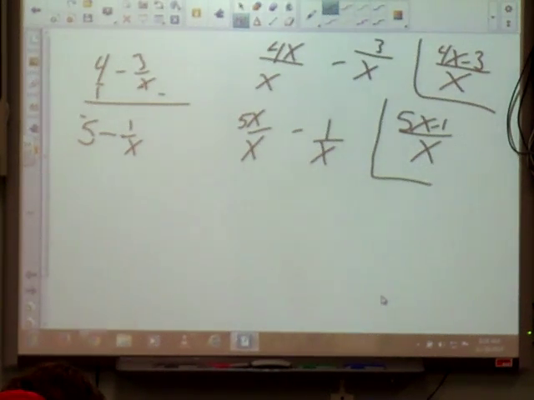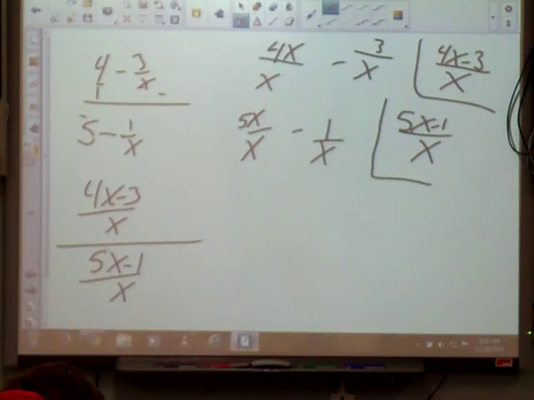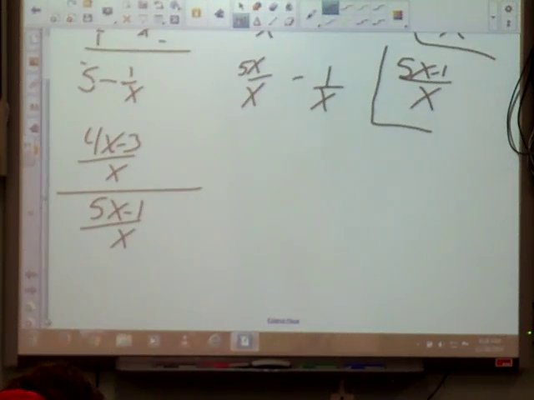Okay, we are just now to where our first problem was. So this would read 4x minus 3 over x over 5x minus 1 over x. So we're just now to where we were on the first problem. So you're ready to do your multiplying by the reciprocal or your keep, change, flip. So I'm going to keep the top one the same, 4x minus 3 over x, change it to multiply, flip the bottom one so that x goes on top.